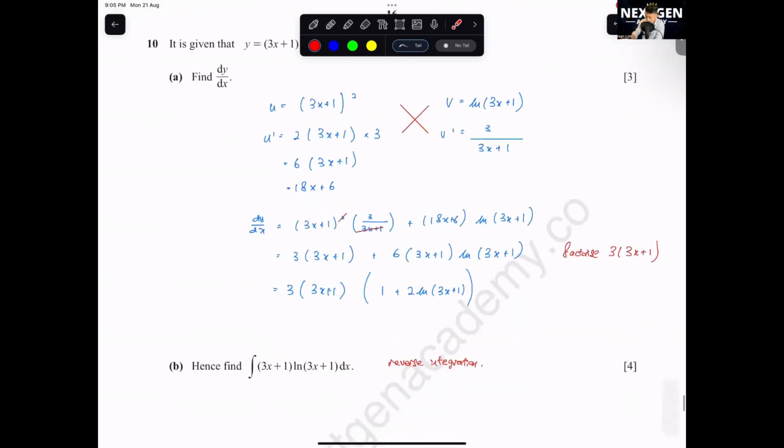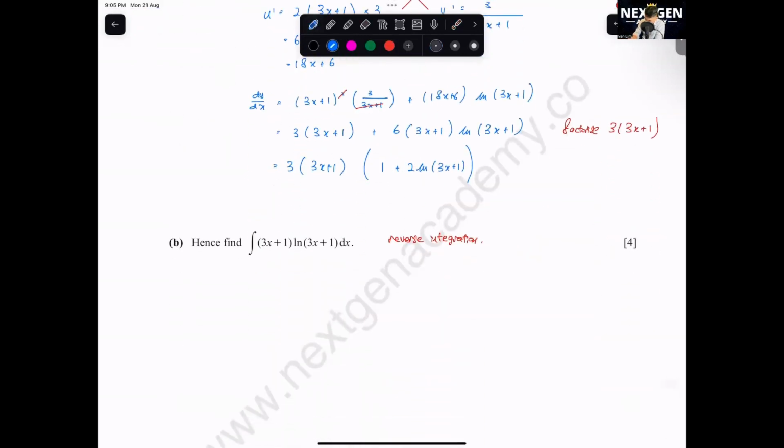Okay, so let's write down that equation here first. Integrate 3x plus 1, here 1 plus 2 ln 3x plus 1 dx equals 3x plus 1 square ln 3x plus 1. I only want, you all look over here, I only want 3x plus 1 ln 3x plus 1. So on the left-hand side, what do you want? It's actually this one and this one over here.